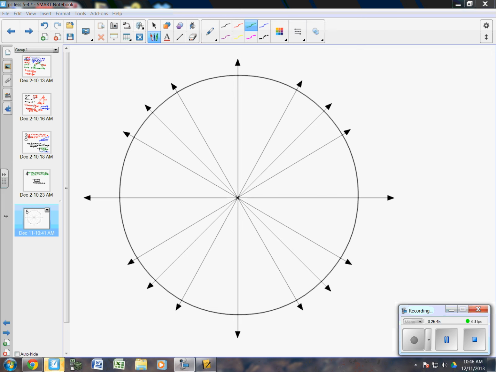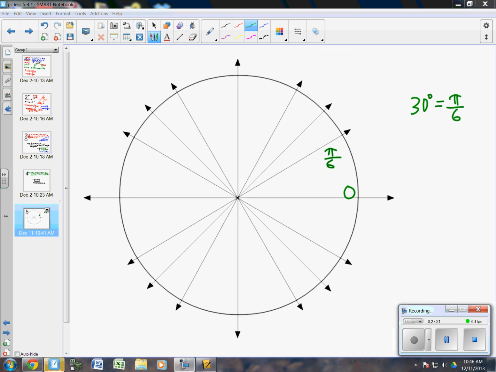Now, radians follow the same pattern, except all the 30-degree angles are equal to pi over 6, right? If you look up here, 30 degrees is pi over 6. Now, we're going to add pi over 6 every time instead of 30 degrees, right? So my first angle is 0 radians. Remember, if we don't put a degree mark by it, it means radians. My first 30-degree angle is pi over 6.